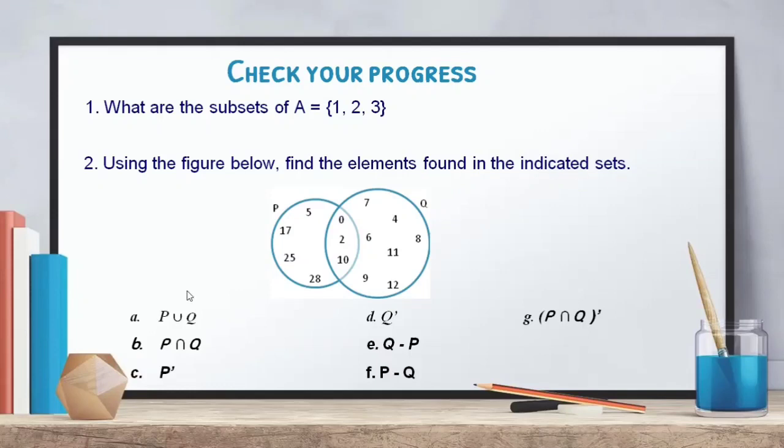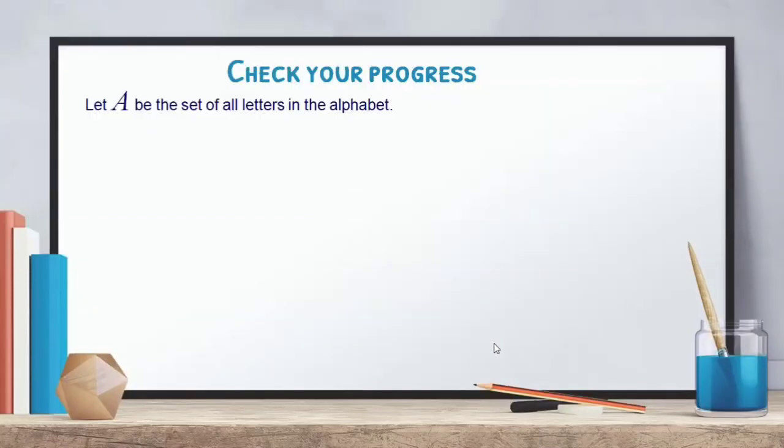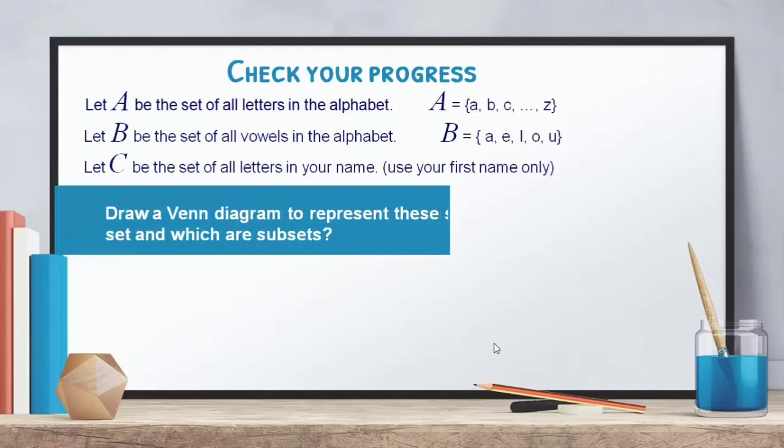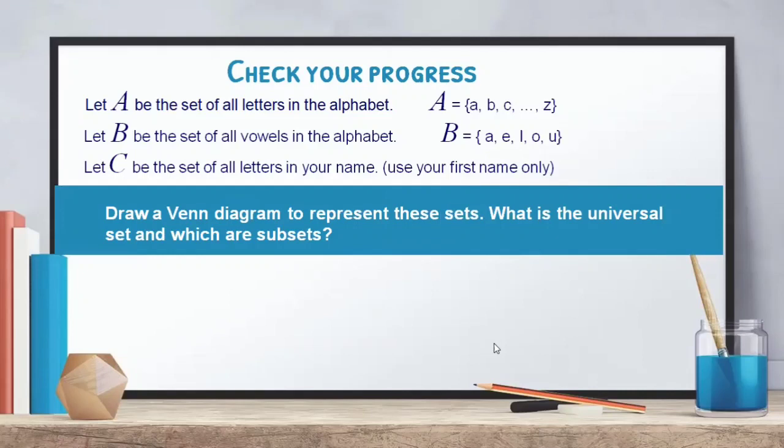Then for number 2, using the figure below, you find the elements found in the indicated sets. Meaning you're going to perform the union, the intersection, the complement, the subtraction, all right, of our given sets. Okay. So another one. All right. So this time you will have different answers for this problem.